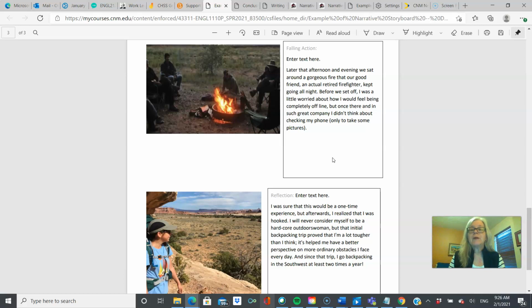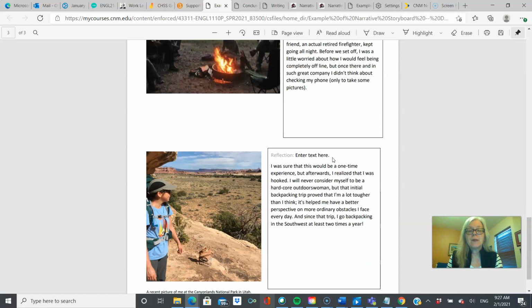Before we set off, I was a little worried about how I would feel being completely offline, but once there and in such great company, I didn't think about checking my phone, only to take pictures.